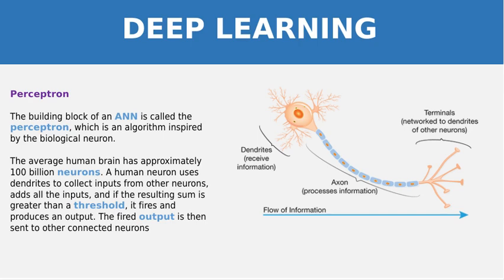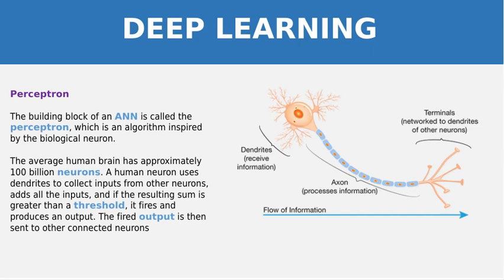Now friend, the building block of an artificial neural network is called the perceptron. Perceptron means that, like a human has the neuron, similarly in deep learning, perceptron is basically a concept from the biological neuron.